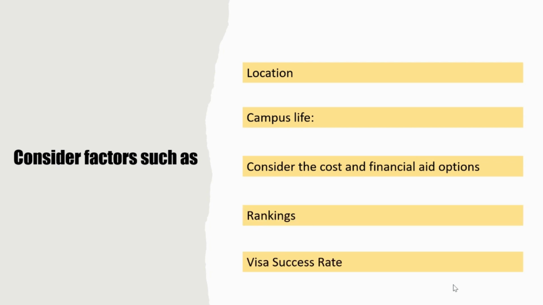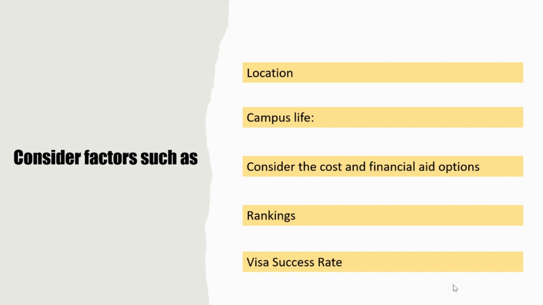Another important factor is actually visa success rate. Many people ignore this factor, but this is really important. I would suggest that check the visa success rate. You can check it on the university's website or contact their international admission office. So this is really important because at the end of the day, you want to get your student visa approved. So these factors you need to keep in mind when applying for any university.